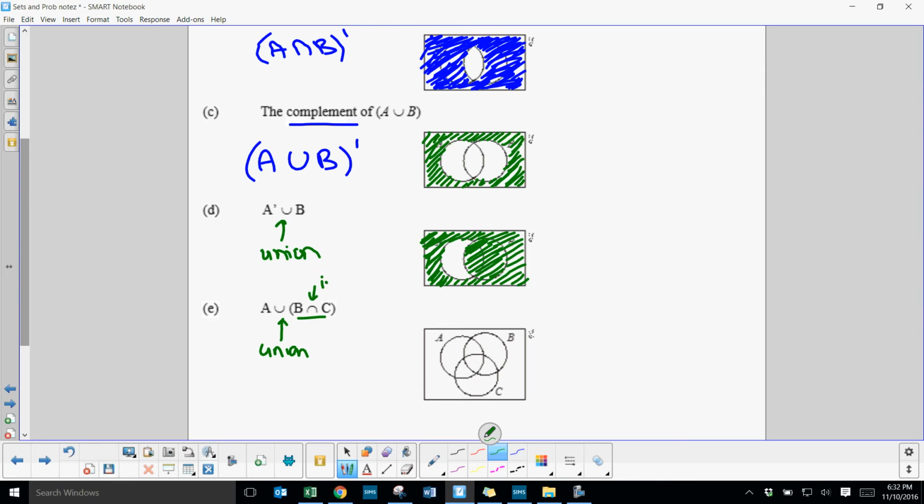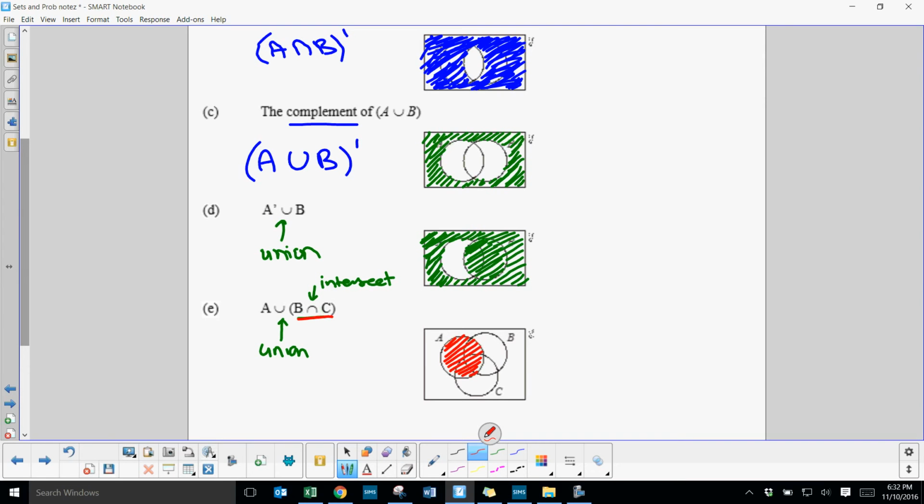And last one, we've got A in union with all of this together, which is B intersect C. Because it's a union one again, it's really easy. Just shade all of A. So I'll do that first. I'm going to shade all of A and shade all of this, which is the intersect of B and C.